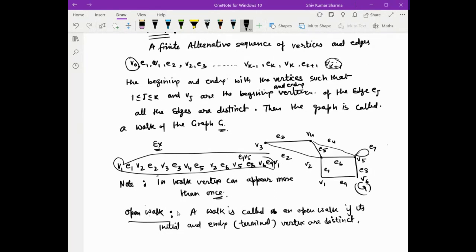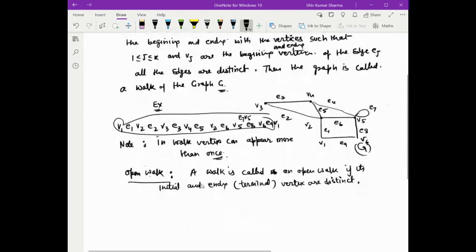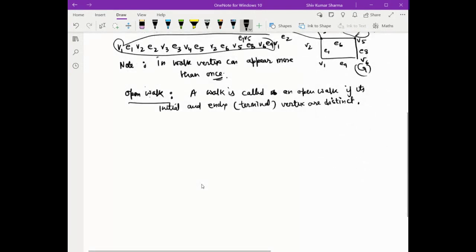Initial and ending vertex are distinct. So such type of graph is known as the open walk. So any graph is given, so we make an open walk, that means the initial and ending vertex are distinct. So the graph is known as open walk.